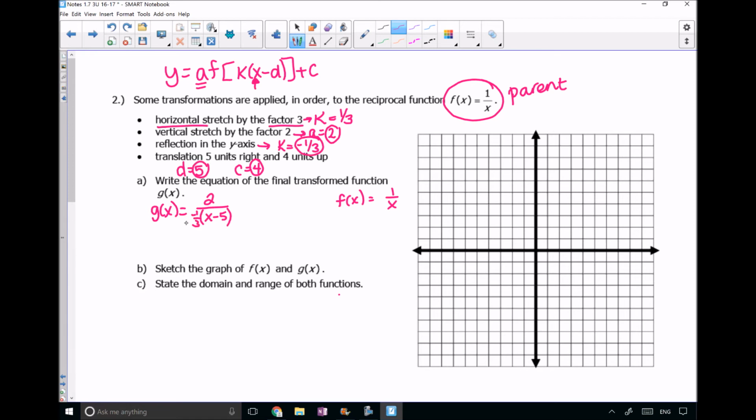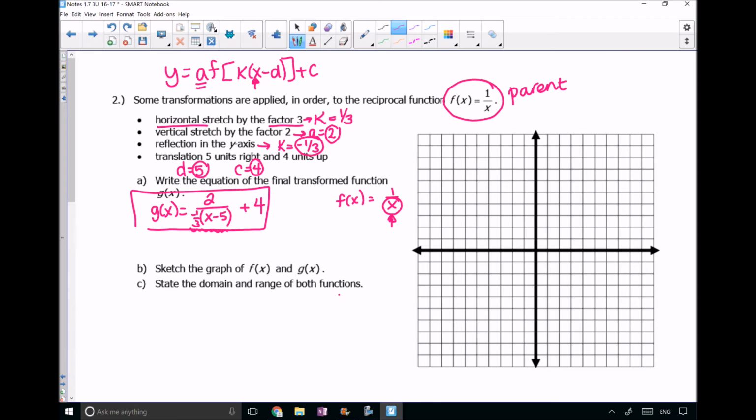Why do I have all of this stuff in the denominator? Because our input goes in the denominator for a reciprocal function. And all of this stuff is our horizontal changes, so that's my input. And then we just have a +4 on the outside. So this right here is going to be my g of x.